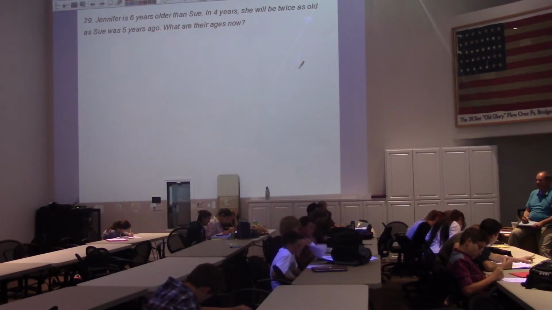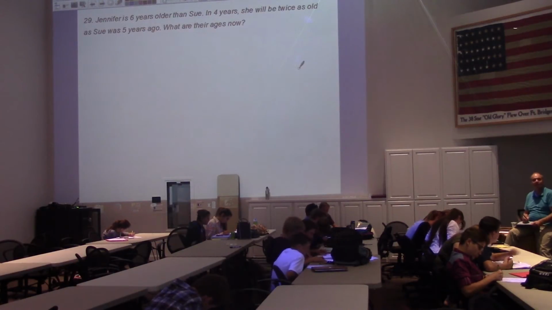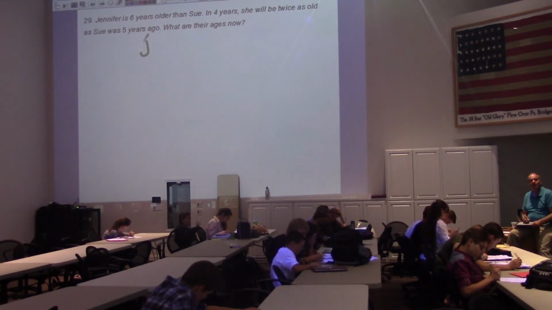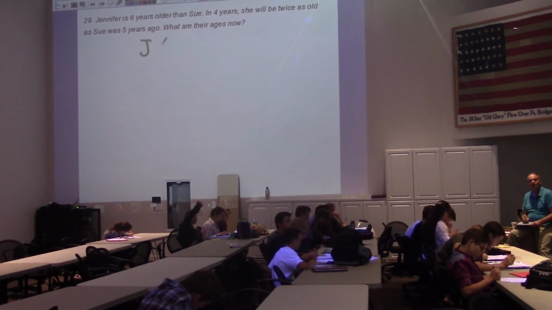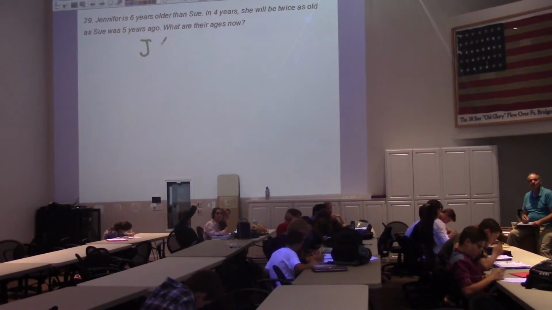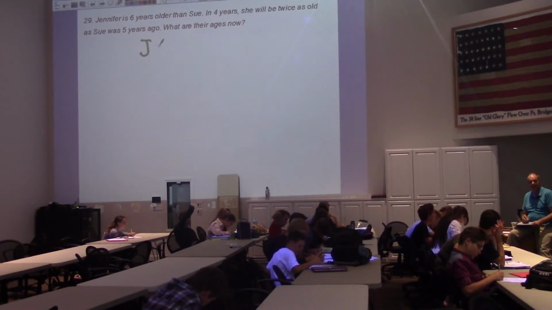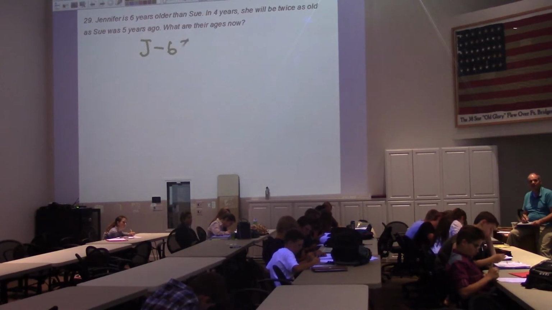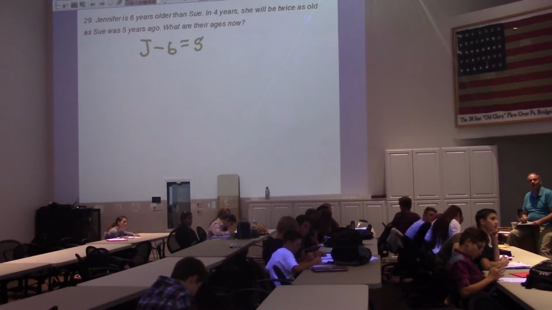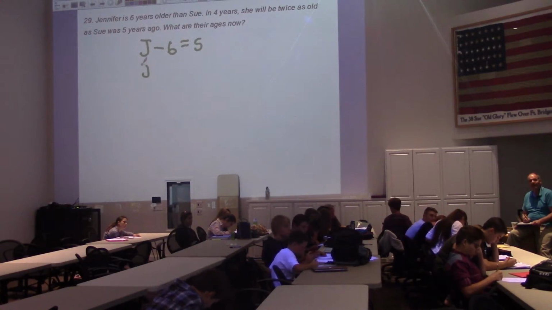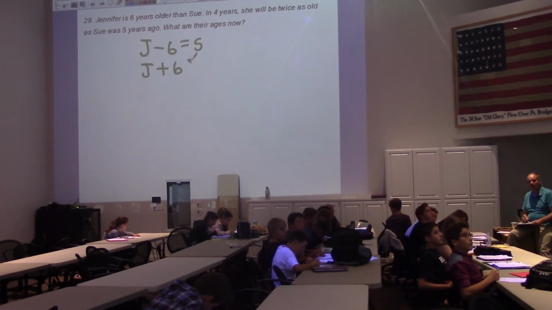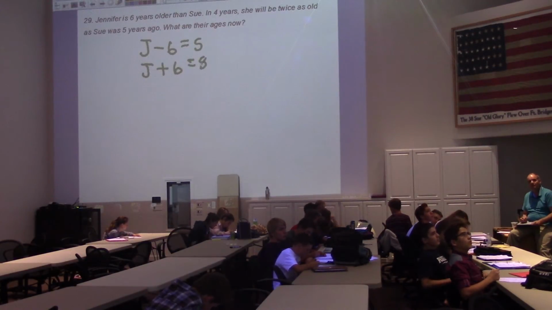Okay, so what was your first equation, Joe? What'd you write down? First equation was J plus 6 or J minus 6. J take away 6 equals S. That's just like five. Okay? You could also do J plus 6 equals S. They both be okay. Wait, why? Oh, wait a minute.